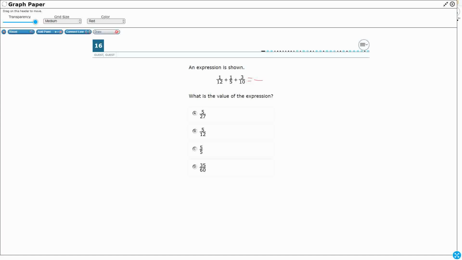When we add fractions, we cannot just add straight across. 1 plus 1 plus 3 makes 5. 12 plus 5 is 17. Add 10 is 27. We cannot do that. That is not how fractions work. You have to have the same size pieces. The denominators have to be the same. So we need to change all of these fractions to have equal denominators, which means let's list our 12s, let's list our 10s, let's list our 5s.